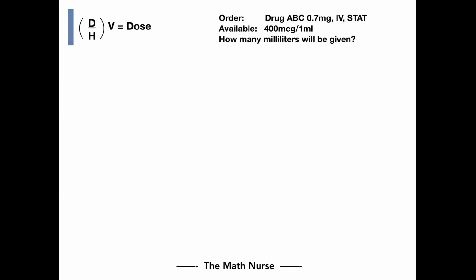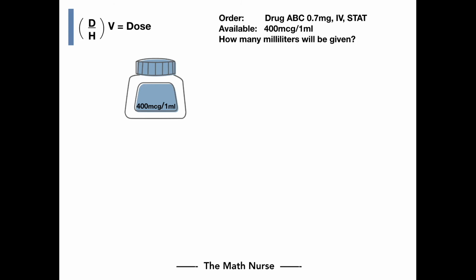Let's go ahead and move on to the next question. So now our order is to give drug ABC 0.7 milligrams IV stat. So as soon as possible, we need to get 0.7 milligrams into our patient via IV. Okay, so the available drug that we have is 400 micrograms for every 1 milliliter. All right, so in our RX bottle, if we draw up 1 milliliter, that's going to give us 400 micrograms.